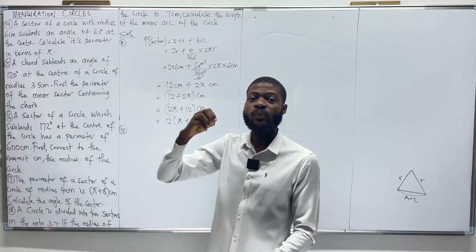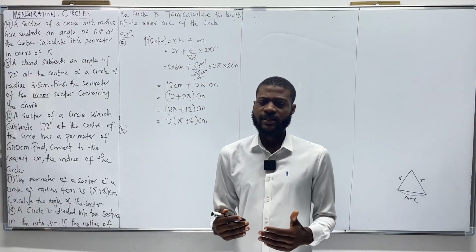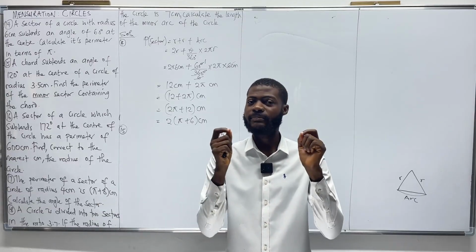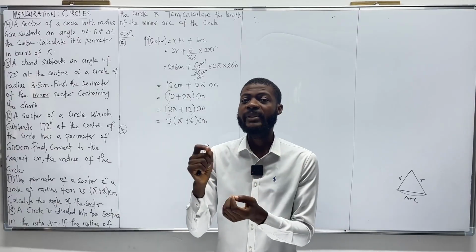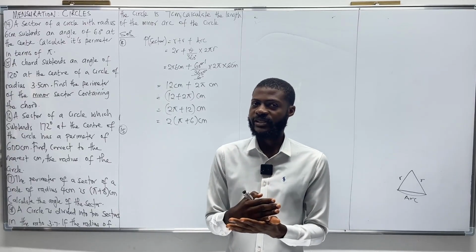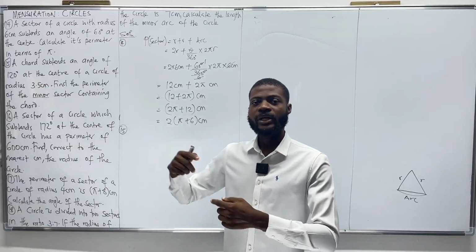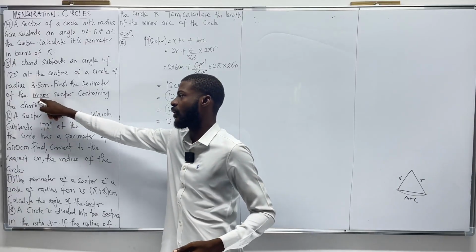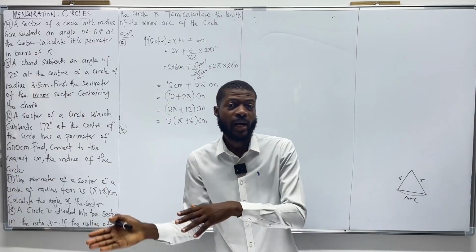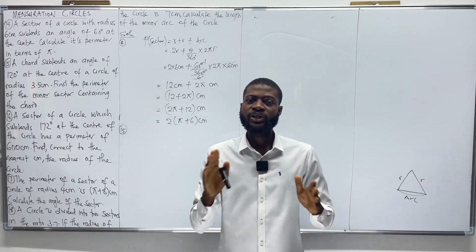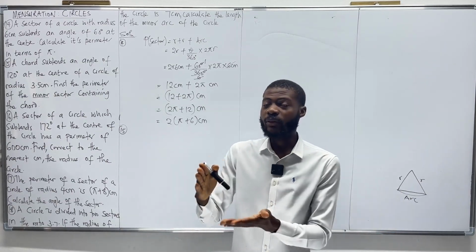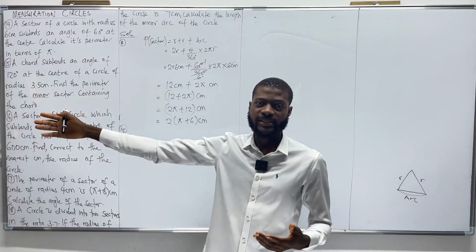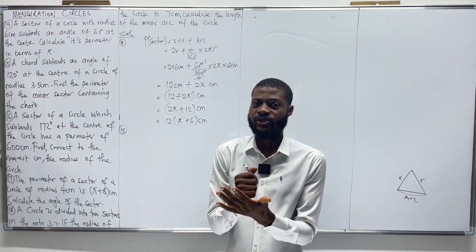So half of 360 is 180. So this means if any angle at the middle is more than 180, it is seen as major. It is seen as what? Major. So what this tells us is that we can either have a major segment or a minor segment, a major sector or a minor sector, a major arc or a minor arc, depending on what the angle is. So if the angle is less than 180, it is minor. If the angle is more than 180, it is what? Major. So pay attention to that.